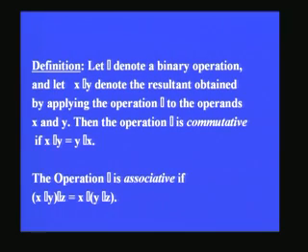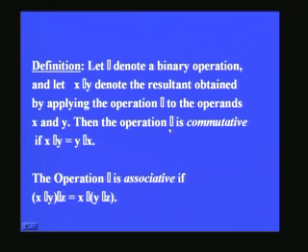Now, let us see what is meant by commutativity and associativity. This is a binary operation. Let us denote this. This denotes a binary operation, and X operator Y denotes the resultant obtained by applying the operator to X and Y.